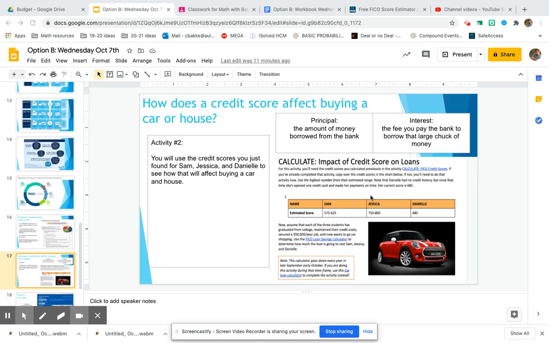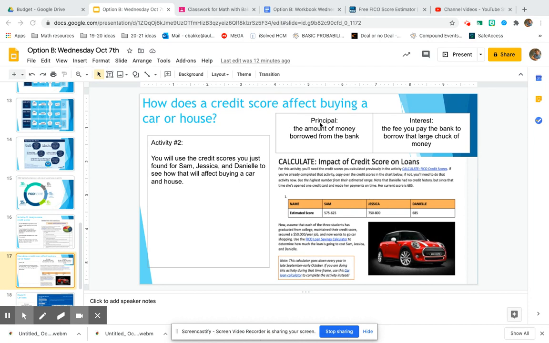So for activity number 2, you guys are now going to use those 3 credit scores you just found for Sam, Jessica, and Danielle, and you're going to see how it affects their buying a car and buying a house. Just a little bit of vocab that you guys are going to see throughout this activity.